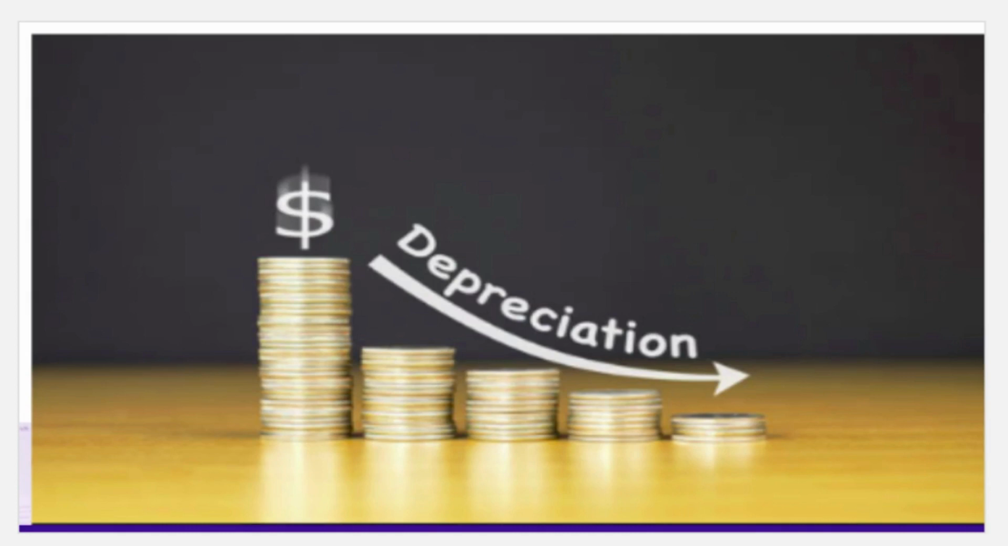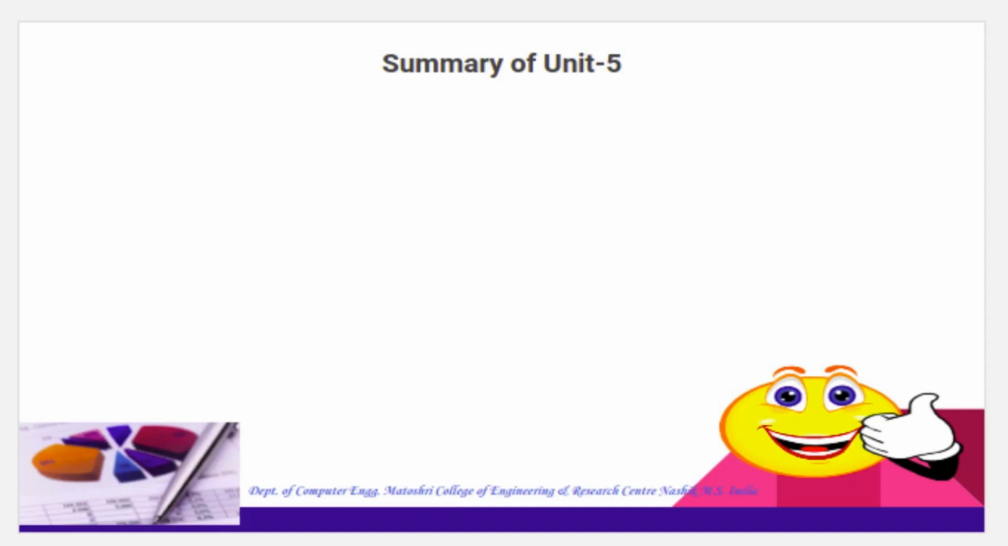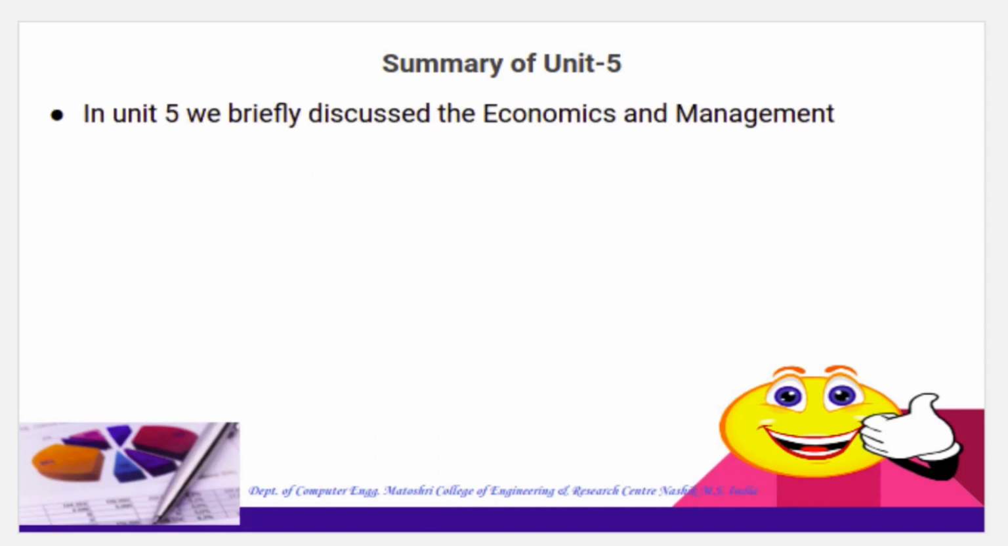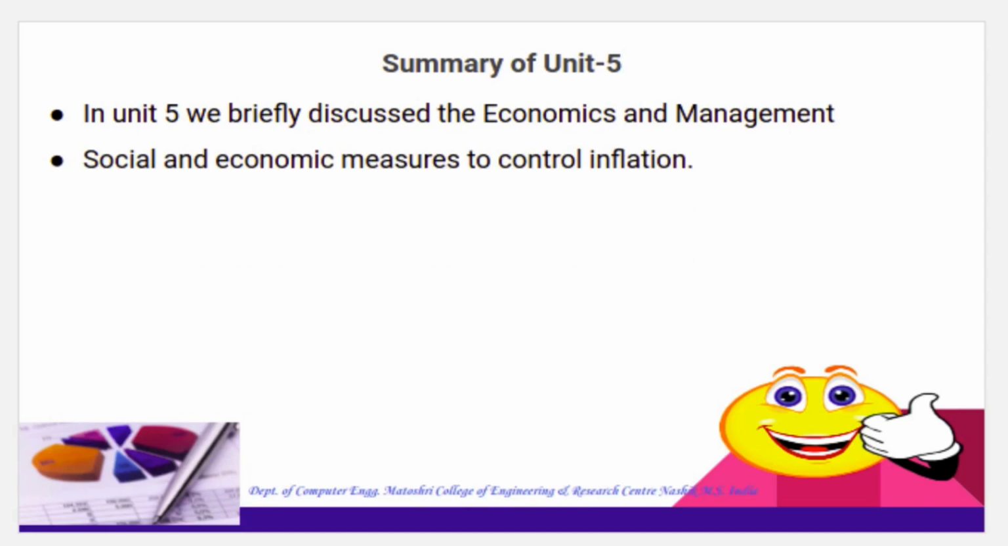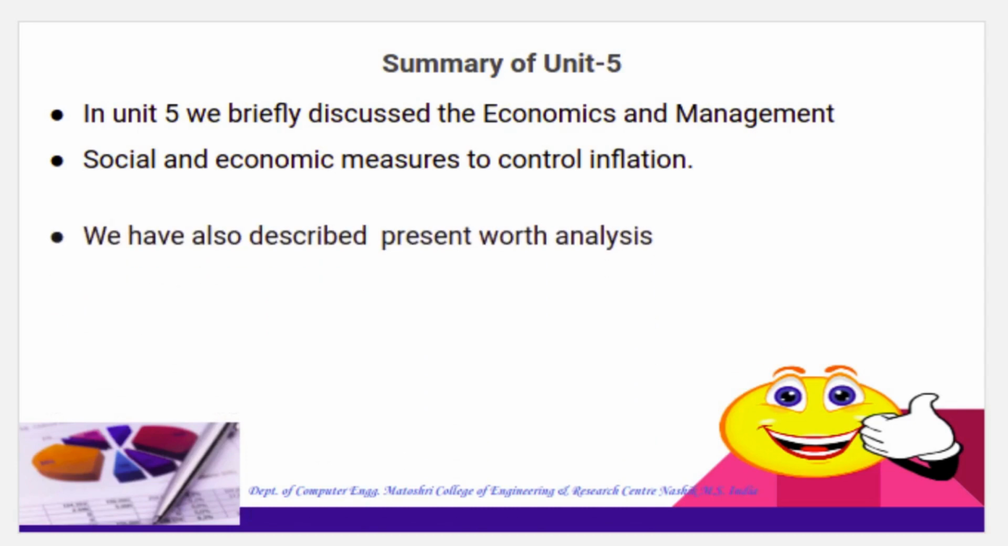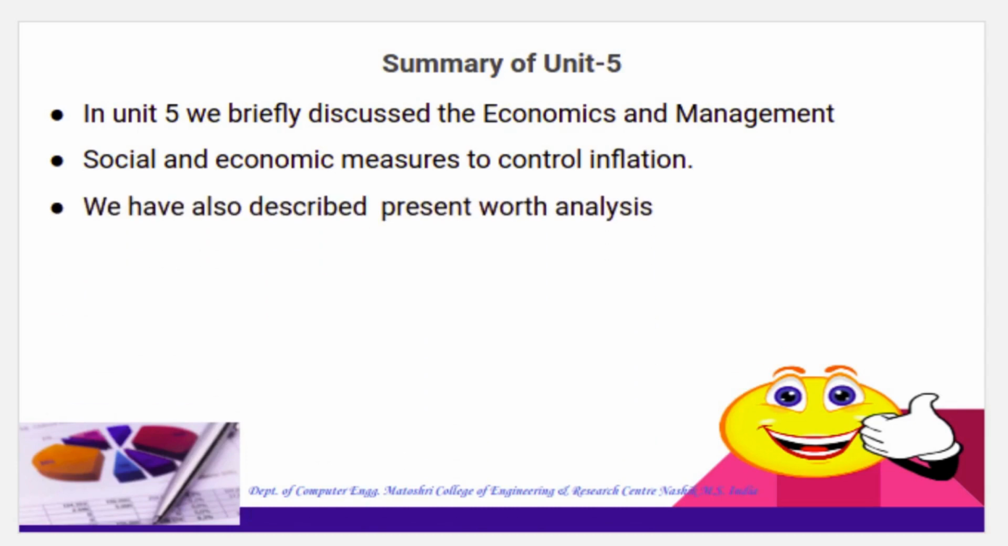Then next we take a quick review of our Unit 5. In Unit 5, that is economics and management, we briefly discussed the equivalence calculation under inflation, the causes of inflation based on the demand side and supply side. After that, we learned social and economic measures to control inflation. We have also described the present worth analysis. We learned the importance of careful consideration given to the time period covered by the analysis.